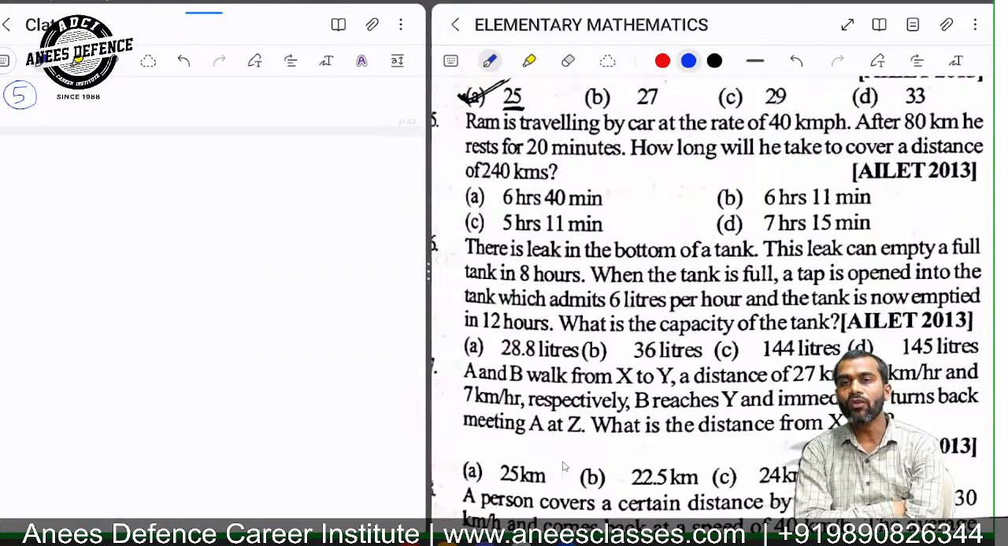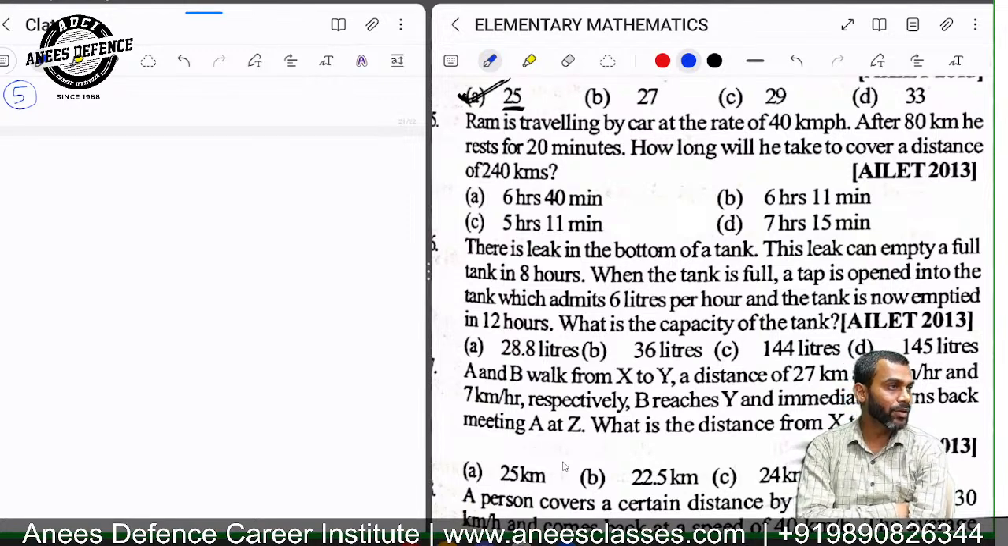First of all, just try to calculate how many breaks are needed. He rests for 20 minutes after every 80 kilometers. So 80 into 3 is 240. The third break would be after the completion of the whole journey, so we don't need to add that last 20 minutes, because after that the whole journey will be completed.